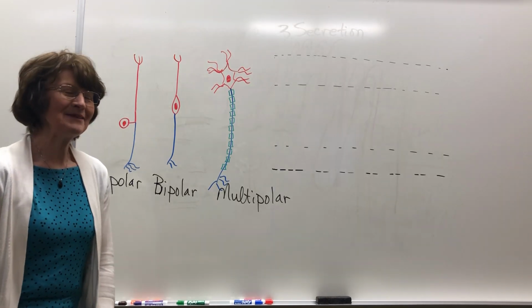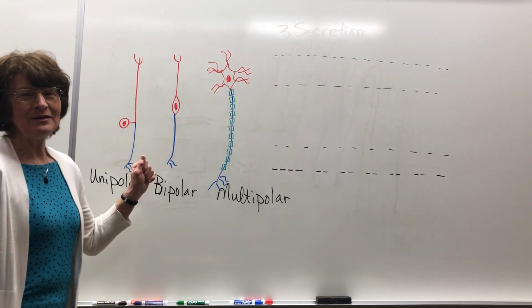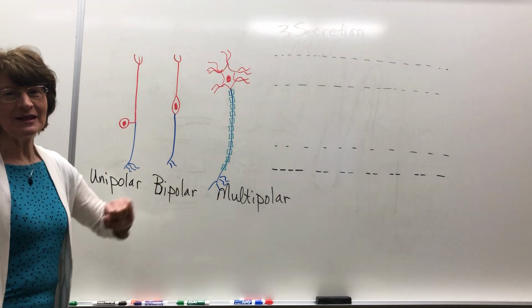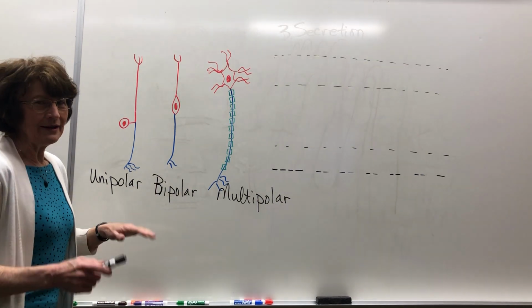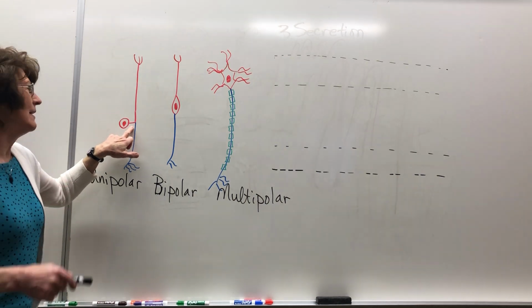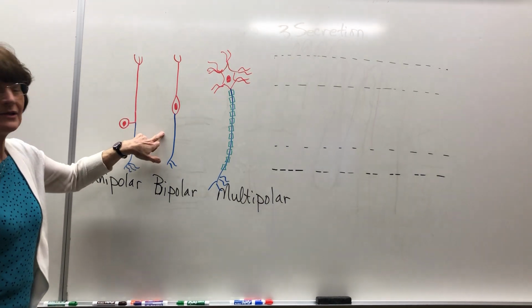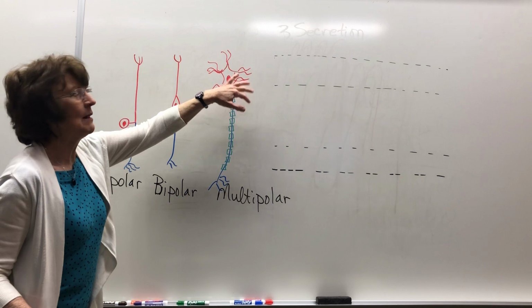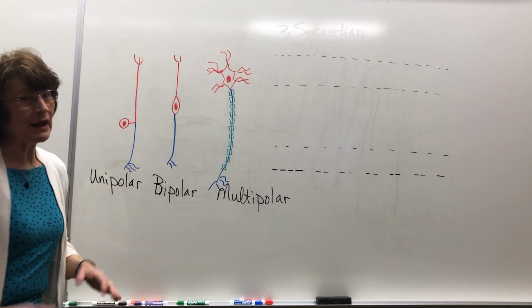Welcome to the nervous system. Here we go. What we want to do is look at the three types of neurons, and you can identify, of course, unipolar has one extension, bipolar, two extensions, multipolar, multiple extensions, and so that's what we've got.